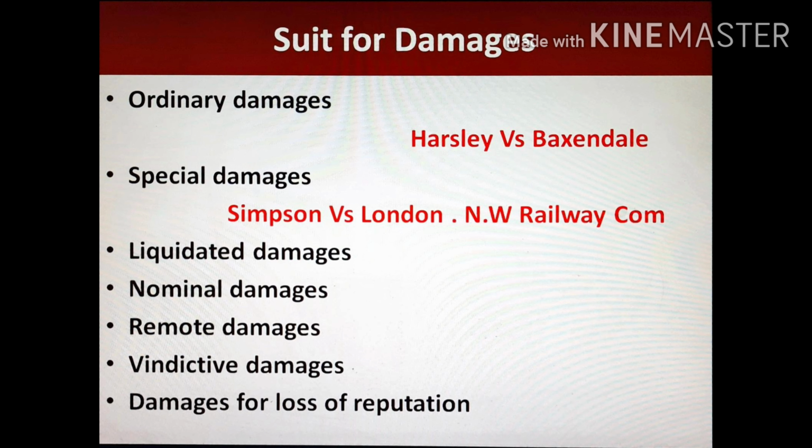So they are not intimated in advance, hence they are ordinary damages. Second case, special damages. Simpson versus London Northwest Railway Company.